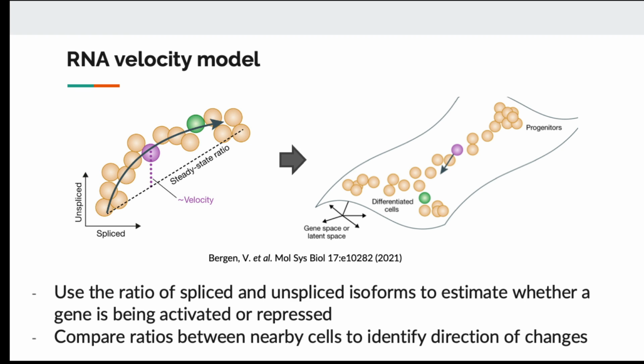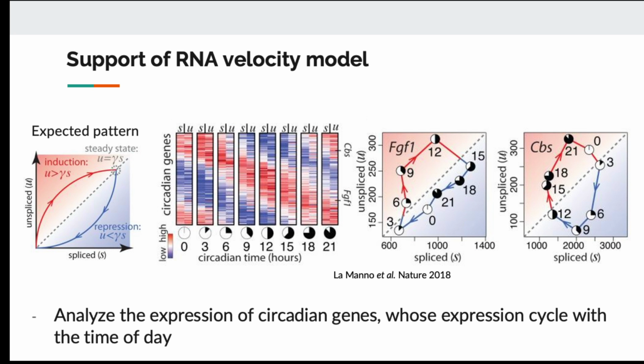So this is a nice idea, but can we trust it completely? It sounds nice. So when people first developed this model, they wanted to prove that this works. So if we want to show that the cells develop as the gene activates, what kind of genes are good for this? One class of gene is the circadian genes. Circadian genes are genes whose expression cycles throughout the day as we live.